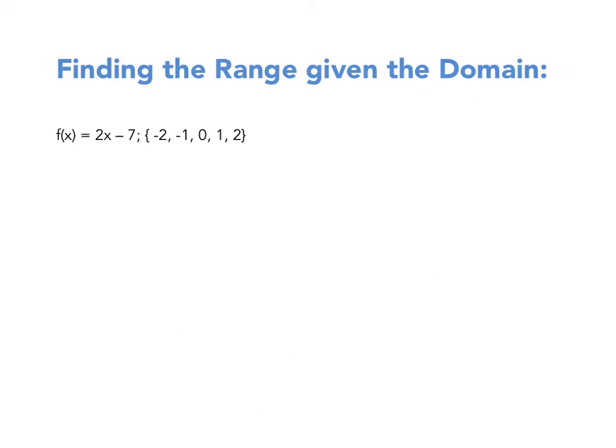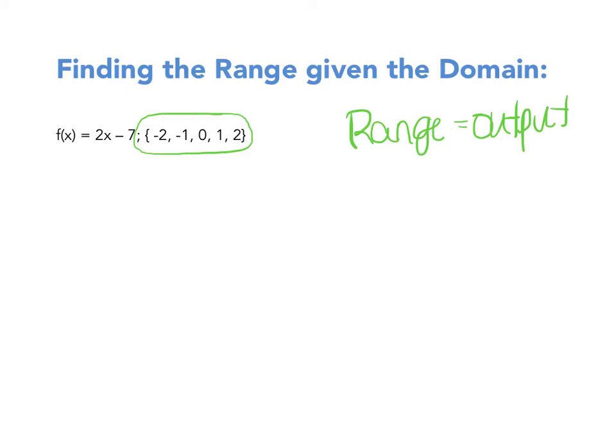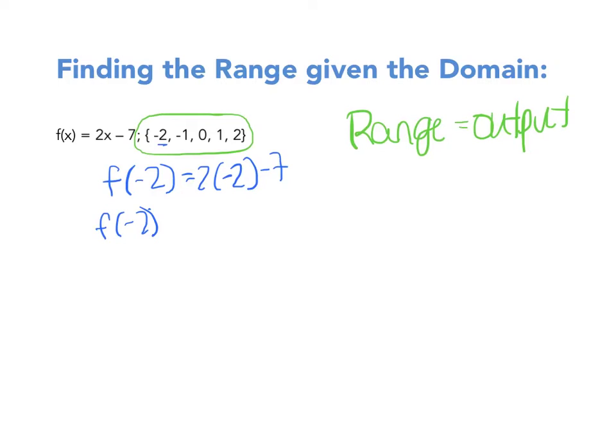So you can also use function notation to find the range given the domain. So here we're given a domain of our function, and as we know, the range is the output. So all we have to do is input our domain, and we'll get our range output. So we just evaluate each of these. So we'll start with negative 2. So f of negative 2 equals 2 times negative 2 minus 7. F of negative 2 is negative 4 minus 7. So f of negative 2 equals negative 11.